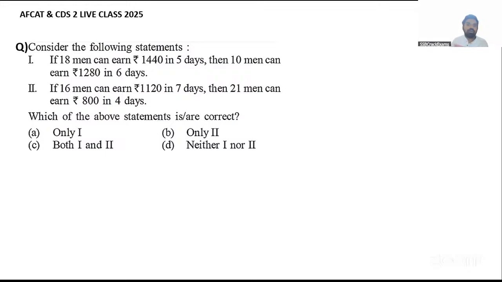Consider the following statements: 18 men can earn 144 in 5 days, and 10 men can earn 120 in 6 days. If 16 men can earn 1120 in 7 days, then 20 men can earn 800 in 4 days. So apply M1 D1 upon W1 is equal to M2 D2 upon W2. Just be handy with the formula. Now I am doing some questions on formulas only. We are done with the concept. I will tell you the formula for different concepts, you will remember the formula, and you will solve the question. Just apply this and tell me whether this statement is correct or not.